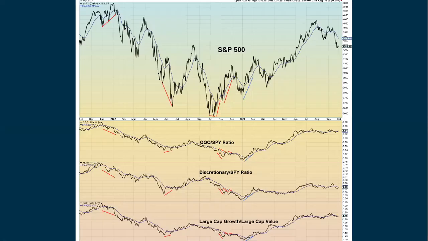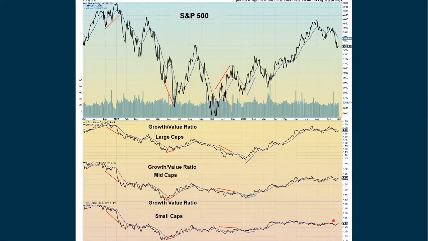Here is some growth to value studies. We look at the Qs compared to the SPY, where it's having a tendency to be above its moving average. And longer term, it's been going up, but we've been going sideways quite a bit lately. Then we look at discretionary against the S&P, where it's starting to come back up to its moving average. We look at large cap growth versus large cap value, also seeing a bit of improvement. Then we have some growth to value ratios with the large caps showing some improvement, a little bit more improvement with the mid caps, and we're just a little bit above the moving average with the small caps. So we're seeing a little bit of improvement in these charts.